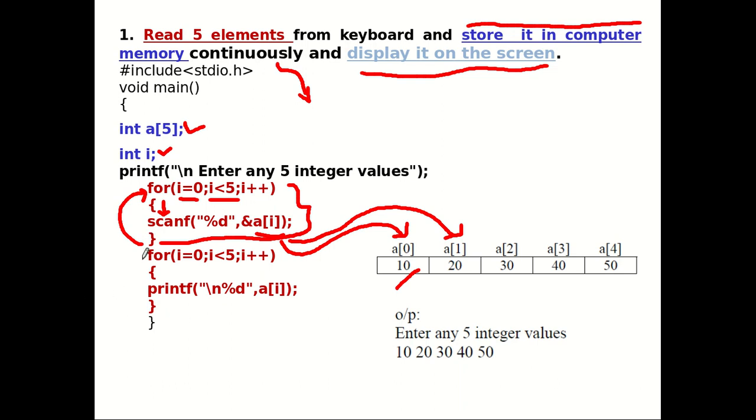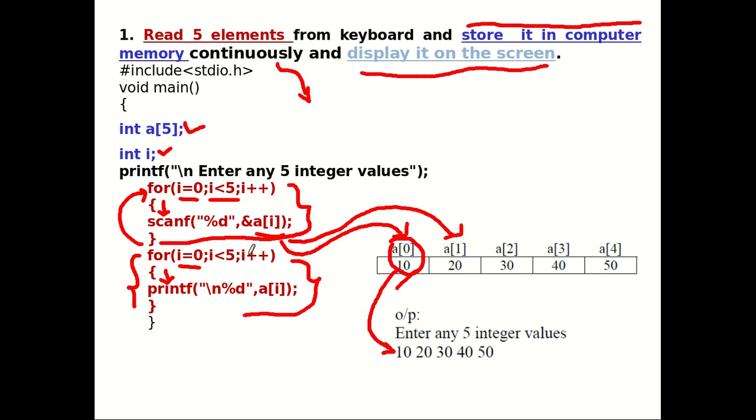So once after coming out from the loop, we have to read each and every element of the consecutive memory locations, and we have to access and display it on the screen. For this purpose we are writing these two instructions. Again we are initializing i value to 0. So 0 is less than 5, condition is true, it will enter into the loop. So a of 0 means this value. The content of a of 0 is 10, that is displayed on the screen.